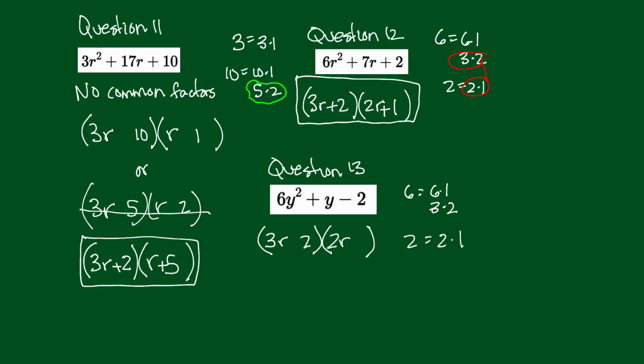So the 2 and the 1, but now, look at this sign. This is a negative sign, or a minus sign. That means these two numbers, the 2 and the 1, have to have opposite signs.